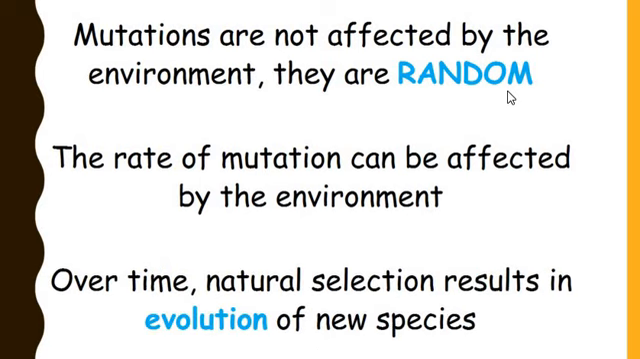Over time, natural selection results in the evolution of new species. Okay, but really important to remember, random mutations are happening anyway. Some of them are good, some of them are bad. If it happens to be a good one, then great, that's going to get passed on. But if it happens to be a bad one, then the organism might die. Now, I'd like you to attempt it with a different scenario.